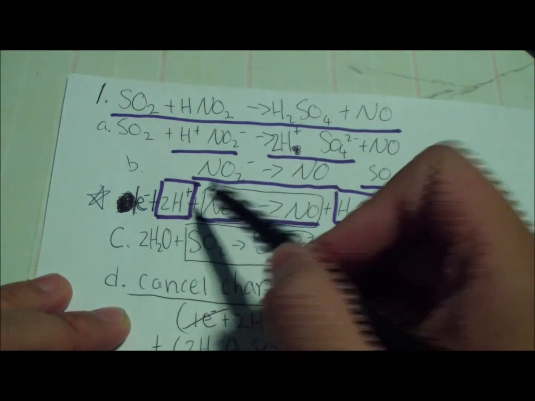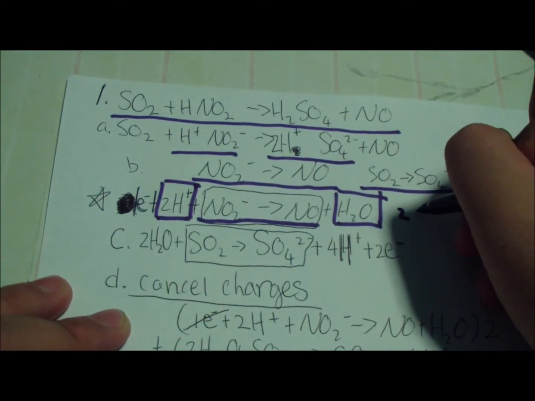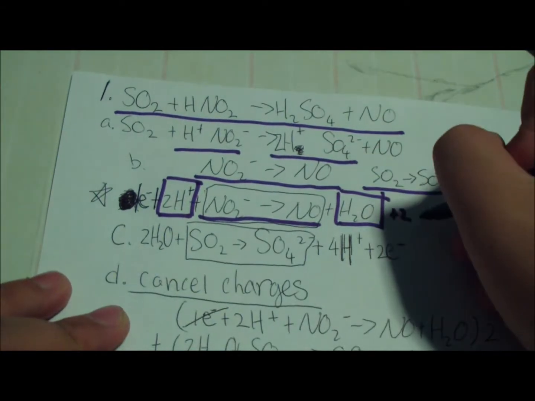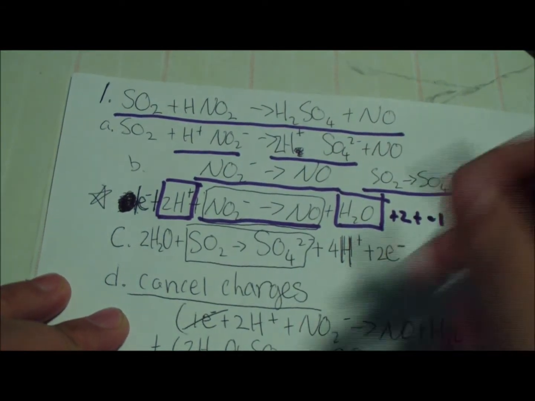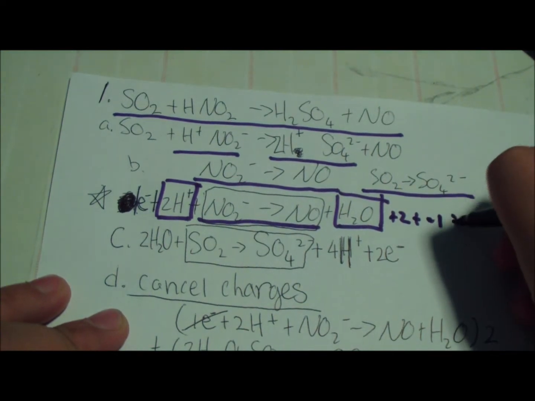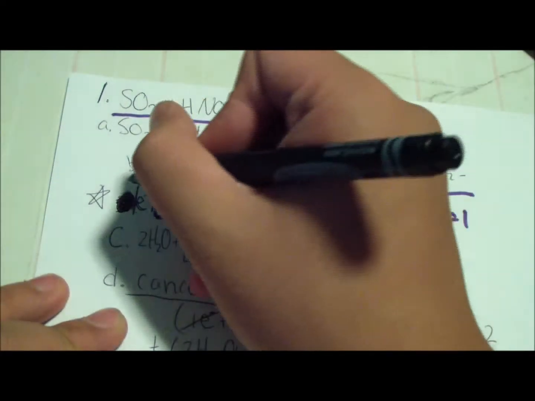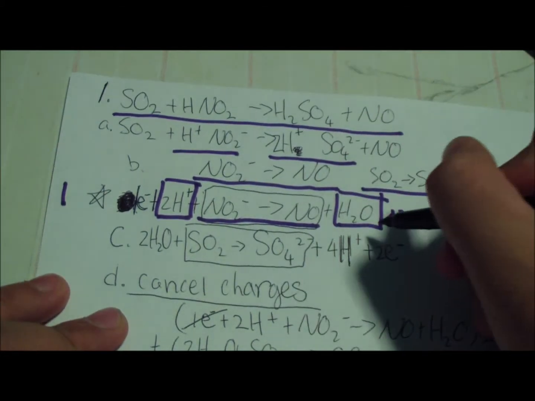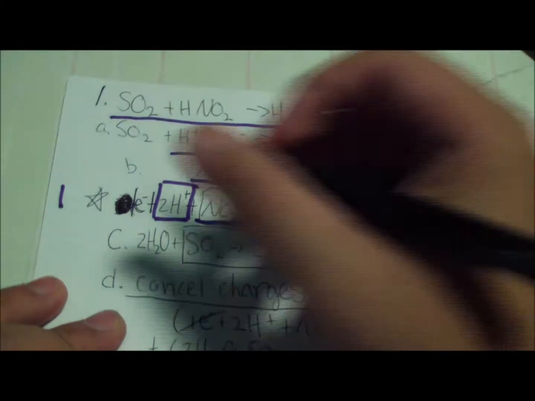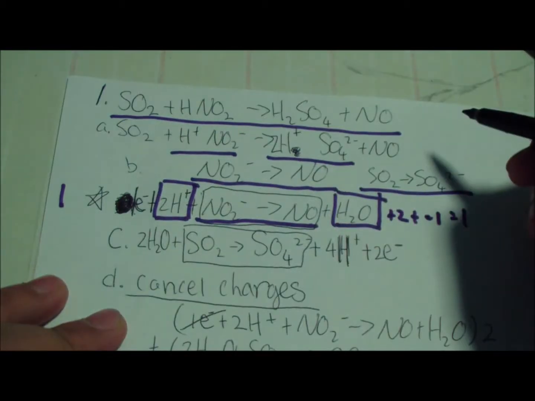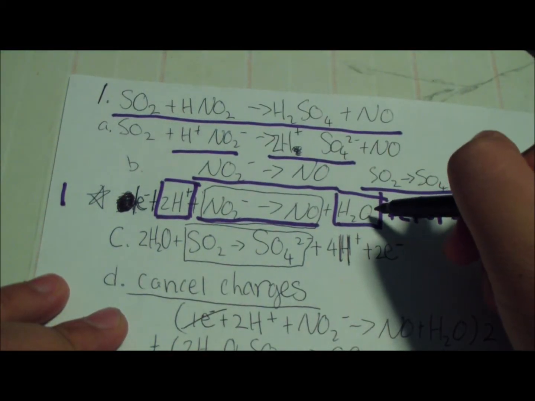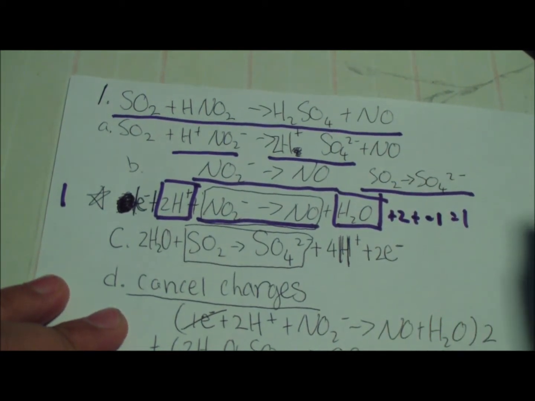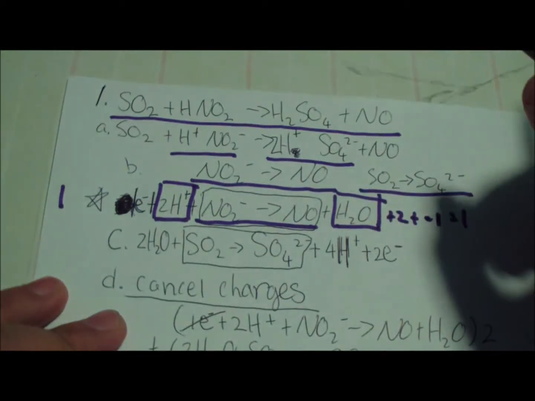2H plus, positive 2, okay? And then I have one negative, so plus one negative equals 1, right? So I have one charge on the reactant side, and I have zero charge on the product side. I'm supposed to make them balance, so left should equal right.